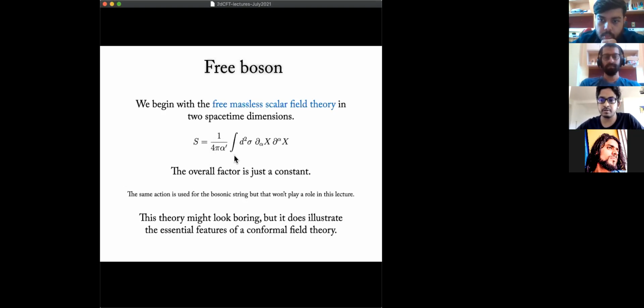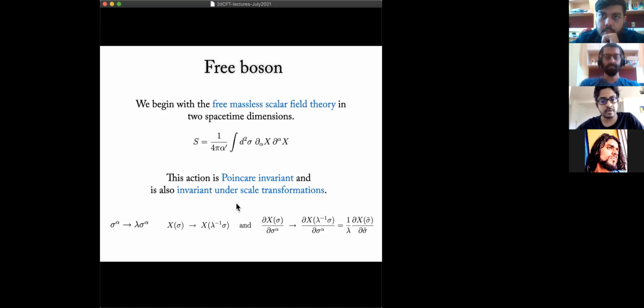The same action is also used for the bosonic string, but it's not going to play a role in this lecture. So this is a free theory with no interactions. It's too simple, but it does illustrate the essential features of a two-dimensional conformal field theory, as we will see.